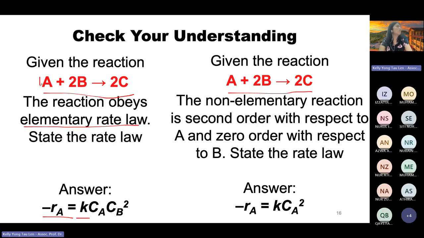CA power of 1 because the coefficient in front of A in the chemical equation is 1. First order with respect to A and second order with respect to B. So k CA, CB power of 2.